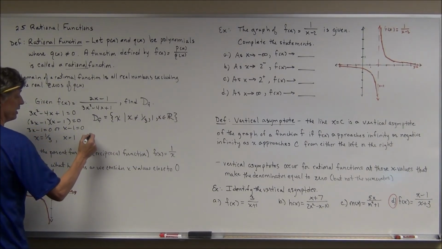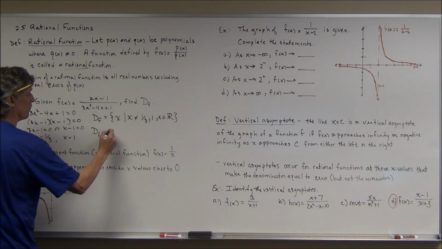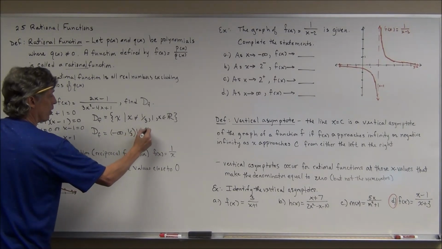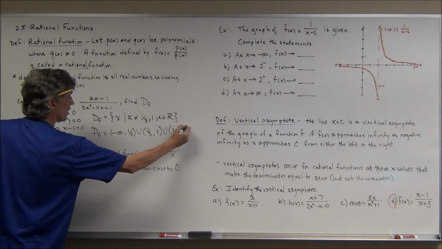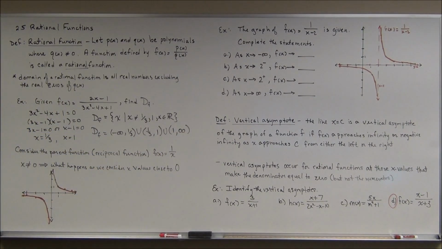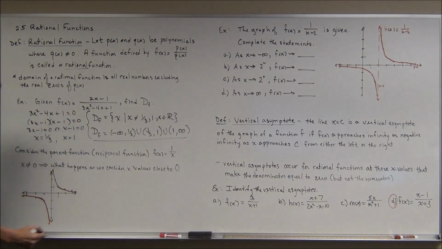Now if I write it in interval notation, which is preferred, the domain of f here would be from negative infinity to 1/3, from 1/3 to 1, and from 1 to infinity. Notice I'm using parentheses here so that I do not include the 1/3 or the 1. Those are the values that make the denominator 0. And this would be how you would write it. Either form here, but this is preferred.